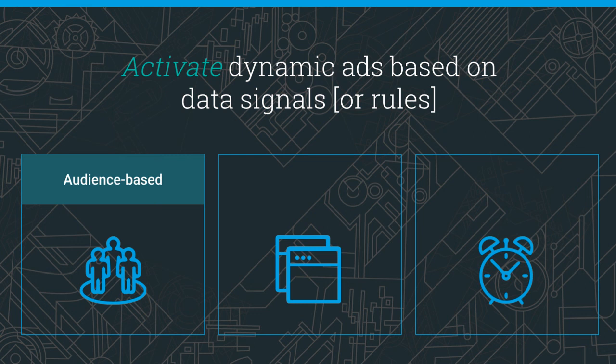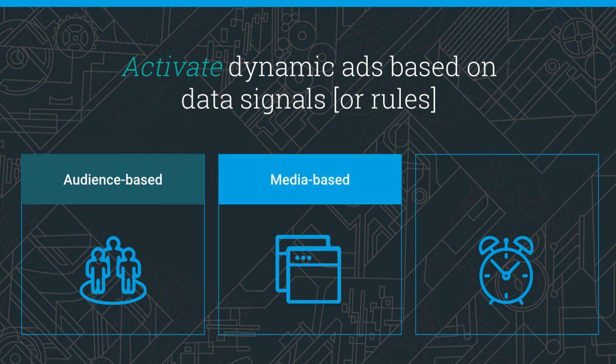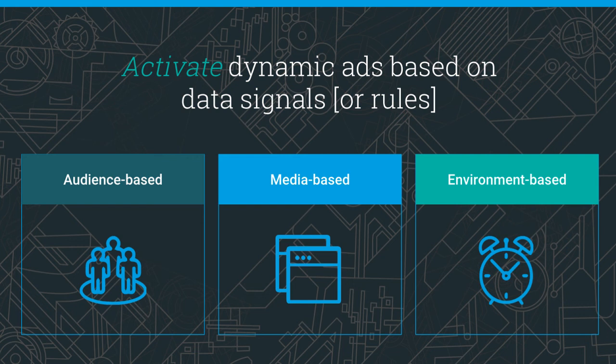Second, we have media-based signals, which refers to the content your audience is looking at or where your ads may appear. These signals include contextual keywords, site or app categories, inventory source, and placements. Third, we have environment-based signals, external factors that may influence your audience, such as their geolocation, their device, the time of day, local weather, and many more.